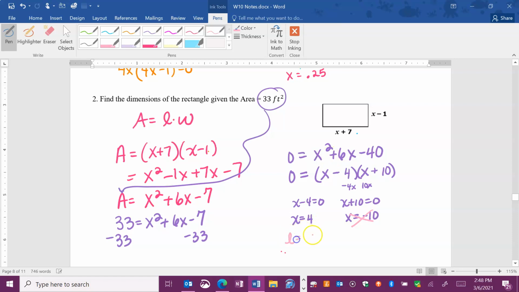And so to find that length, I'm going to plug that in, 4 plus 7. And to find that width, I'm going to plug it in for x as well. So my length is 11 and my width is 3. So it's 11 feet by 3 feet.